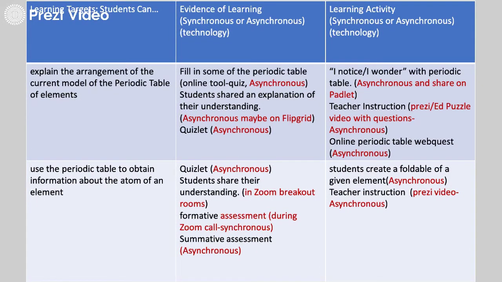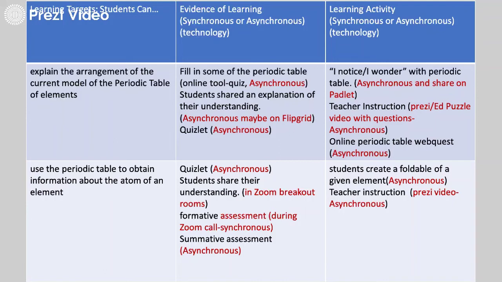So back to the 8th grade learning plan. In red, you'll see what I recently added to make this a blended lesson. This teacher had used an online tool in which students filled in part of the periodic table. So I determined that that could be done asynchronously using the same tool. Students shared an explanation of their understanding, and I thought that they could do this asynchronously, also maybe using Flipgrid, and the Quizlet, of course, could be done asynchronously. On the second target, they did another Quizlet.